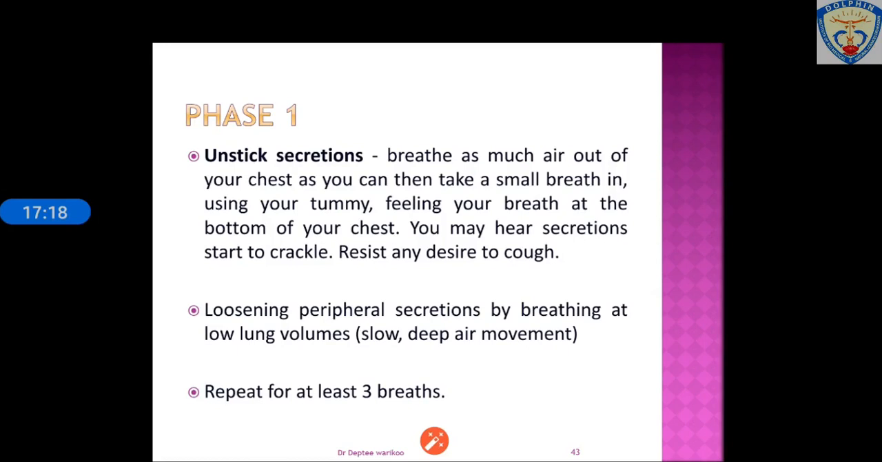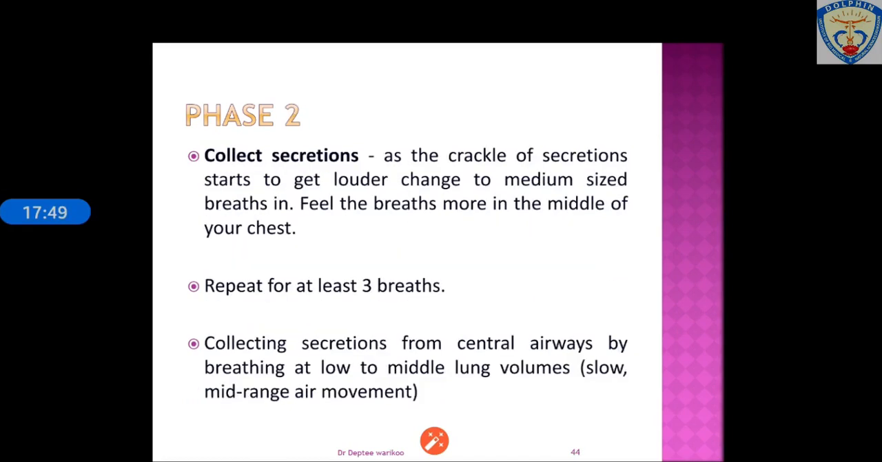So phase 1 we call unstick secretions. The patient breathes as much air out of the chest as they can and then takes a small breath in using the tummy. Then, feeling the breath at the bottom of the chest, you may hear secretions start to crackle or resist, and you may feel a desire to cough. This loosens the peripheral secretions by breathing at low lung volumes. We can repeat for at least 3 breaths at a time.